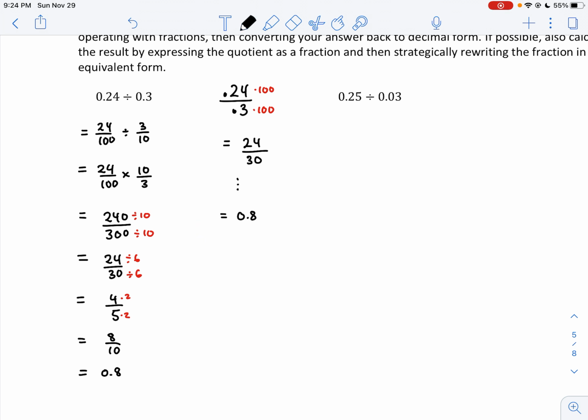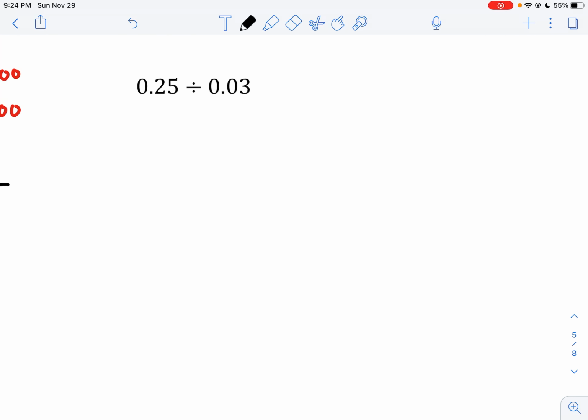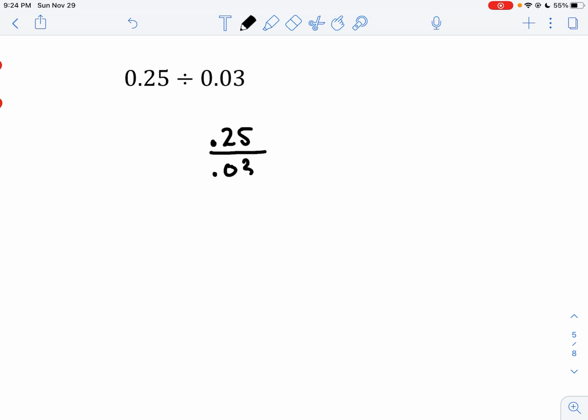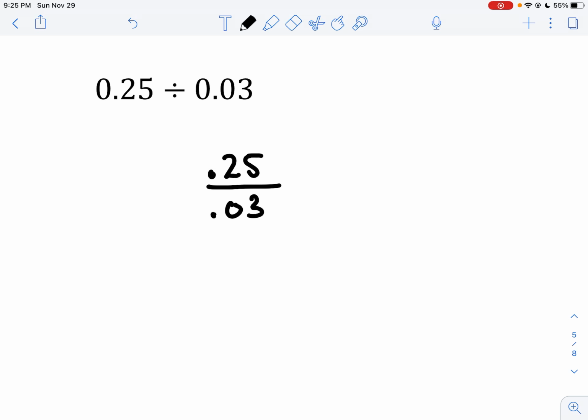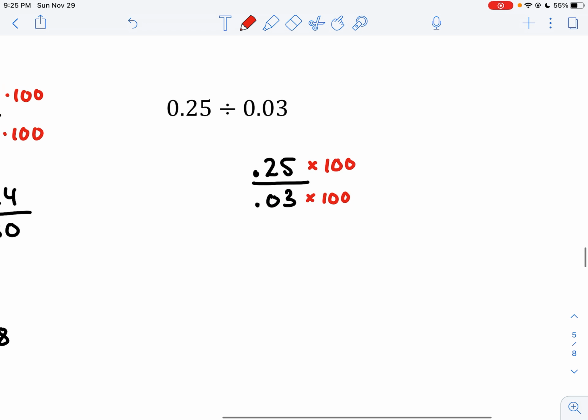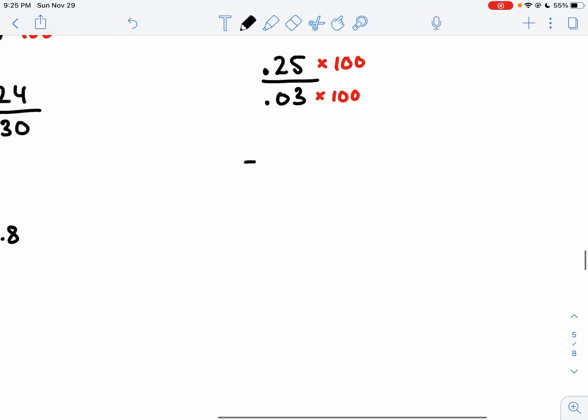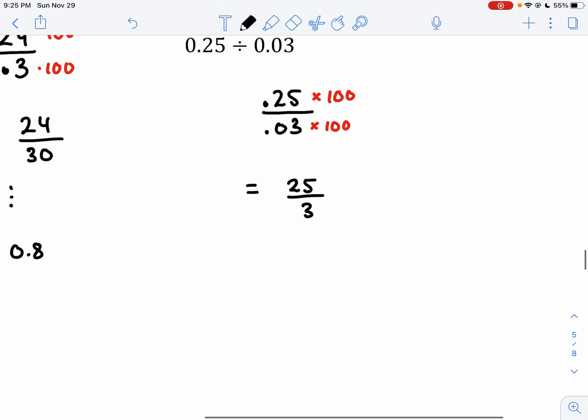All right, for this next example, I'm only going to do this approach. Okay, so we have 0.25 divided by 0.03. So I'm going to write that as a fraction, 0.25 over 0.03. Now I'm going to scale both of these by the smallest power of 10 that would turn both of these into whole numbers, which again is going to be 100 in this case. So I'm going to multiply the top by 10 squared, or 100, and multiply the bottom by 100. That'll guarantee both of them become whole numbers. So 0.25 times 100 is 25, and 0.03 times 100 is 3. So we get down to 25/3.